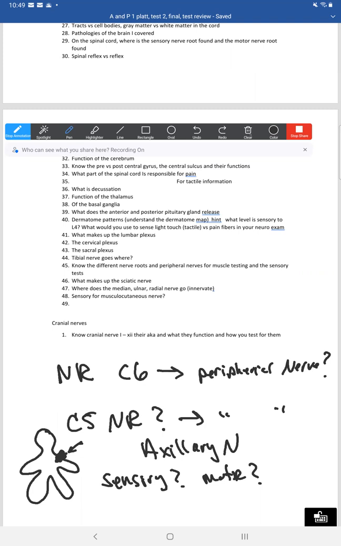Okay, and that's what all these are saying. Sensory from musculocutaneous nerve. Where does the median, ulnar, and radial nerve go? What does it innervate? What nerves make up the sciatic nerve? Okay, right here, know the different nerve roots and peripheral nerves for muscle testing and the sensory tests. So that covers quite a bit of material.